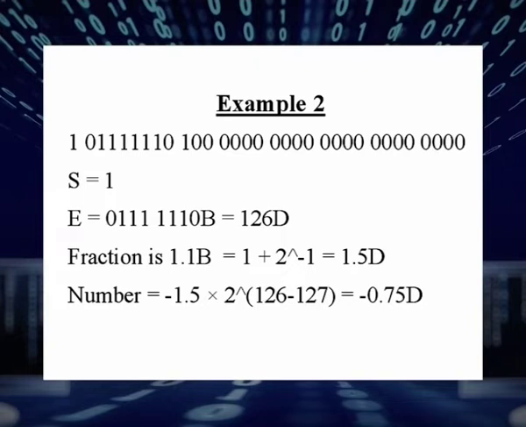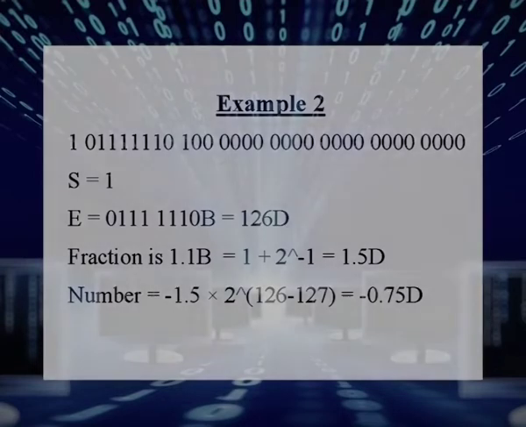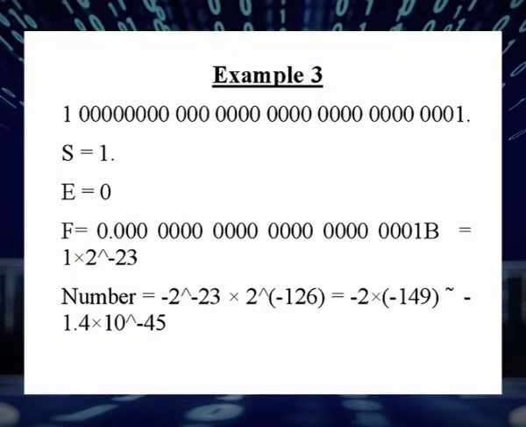One more example. Suppose this is the 32-bit floating point representation pattern. Here sign bit s is equal to 1, it means it is a negative number, e is equal to 0, it means it is a denormalized form. Therefore, fraction is 0.000, all the bits are 0 except the last bit, which is 1, with an implicit leading 0, as shown. With this, 32-bit single precision representation is over. We have done many examples to understand it. I hope it is clear to you now.